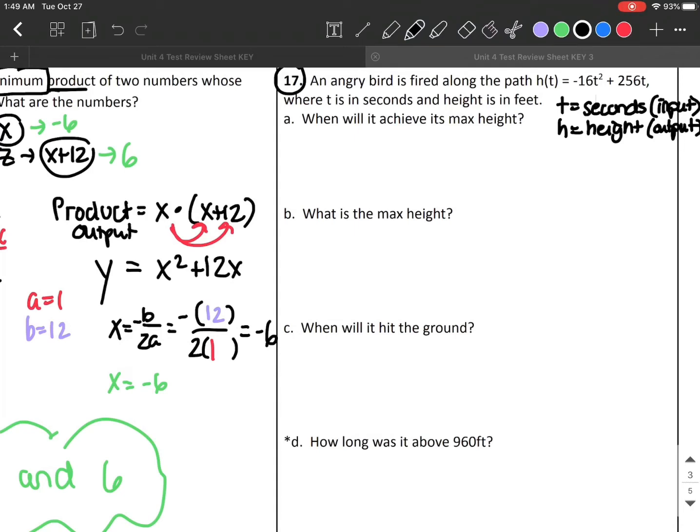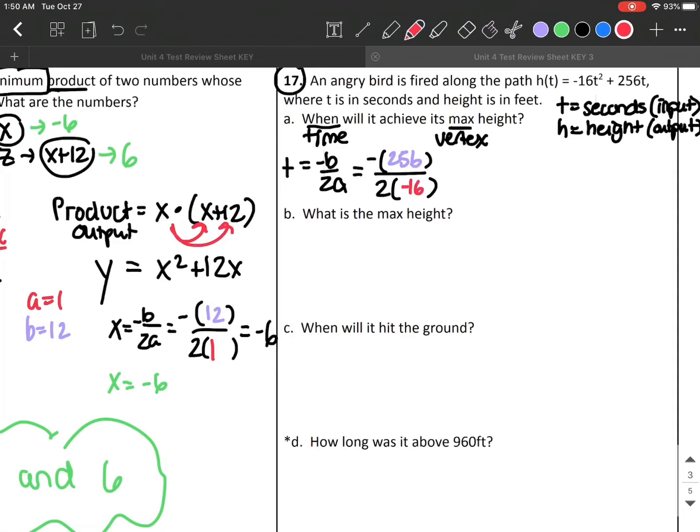Okay, I want to know when will it achieve its max height, so it says when, I'm looking for time, so I'm looking for t. When will it achieve the max height? Max tells me I'm looking for the vertex. So I'm going to use this formula, x is equal to negative b over 2a, except x in this case, my input value is actually t, so I'm using t is equal to negative b over 2a. I know b in this case is going to be 256, and a is equal to negative 16.